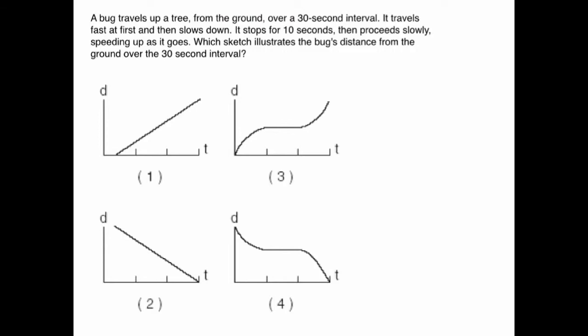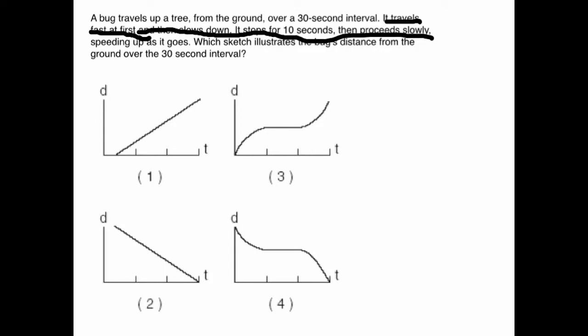All right, very quickly, let's do this one. A bug travels up a tree from the ground over a 30-second interval. It travels fast at first and then slows down. It stops for 10 seconds, then proceeds slowly, speeding up as it goes. All right, so the first thing I'm looking for is that it travels fast at first, which means I'm going to look for a line that's increasing immediately, and then slows down and stops for 10 seconds and then proceeds slowly, speeding up as it goes.